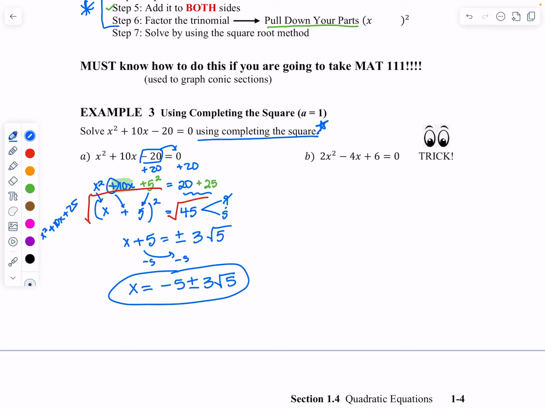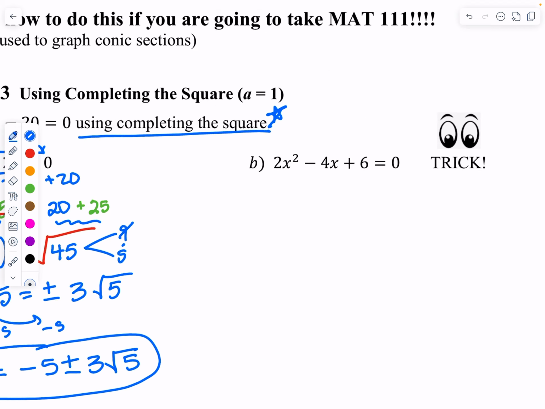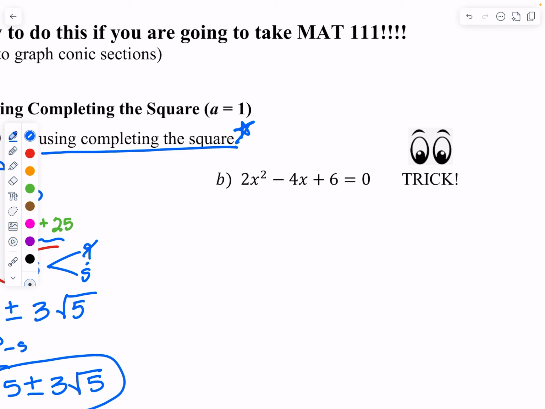So let's do one more. Notice this says there is a trick. All right, so let's do one more. Here's the trick. Now I could start this by completing the square, okay? Or I could say, wait a minute, I have a 2 that can be taken out. So I'm going to factor my 2 out first. So if you can, you do.